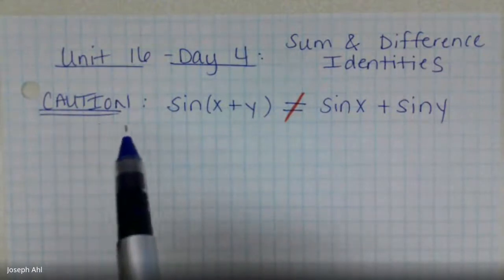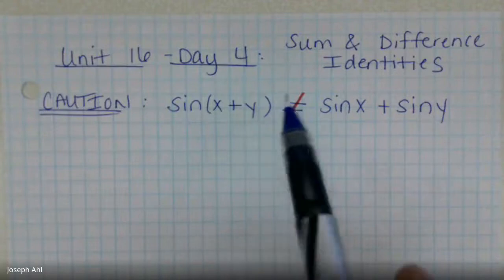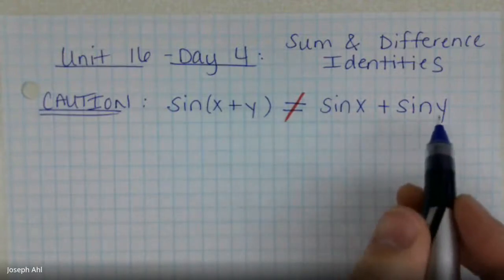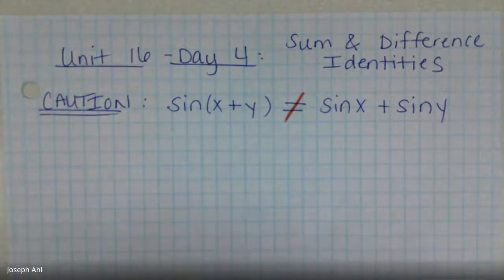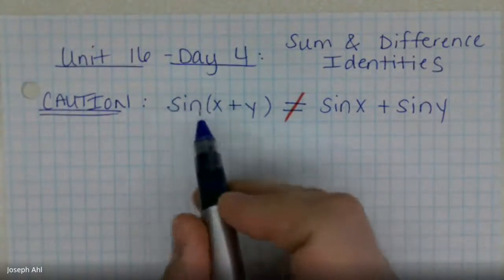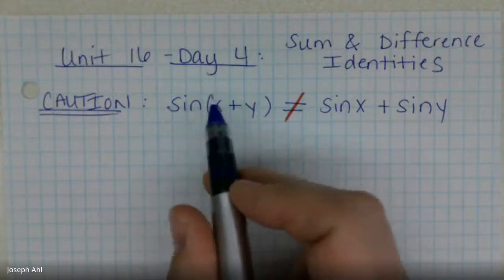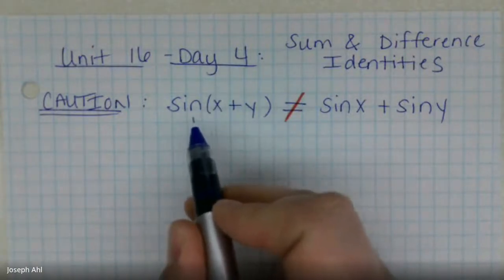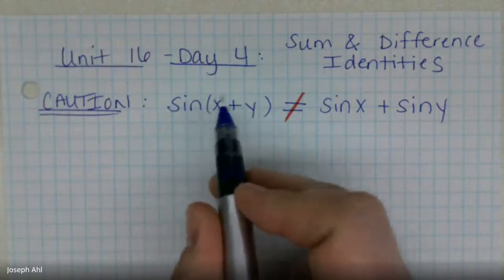And as a quick caution, it seems like this has the potential to be true, that sine of x plus y would equal sine x plus sine y, but sine is not a distributive function. If this was some scalar number, like a 3, the distributive property would work, and you could distribute the 3 in. But sine in and of itself is not a number, it's a function, and it doesn't distribute across the x and the y.